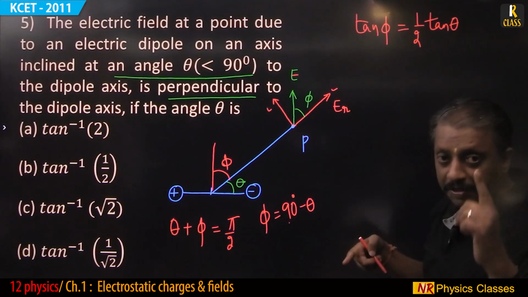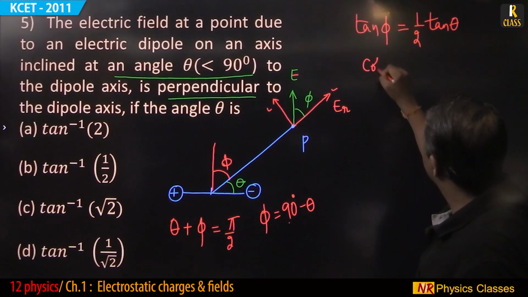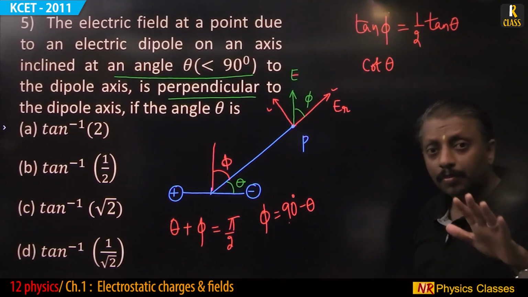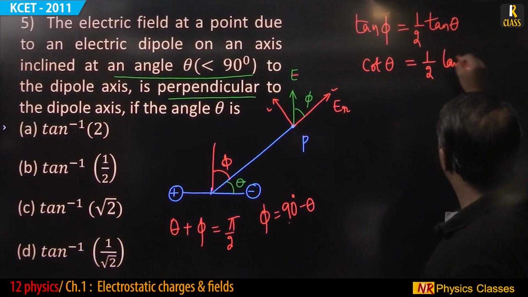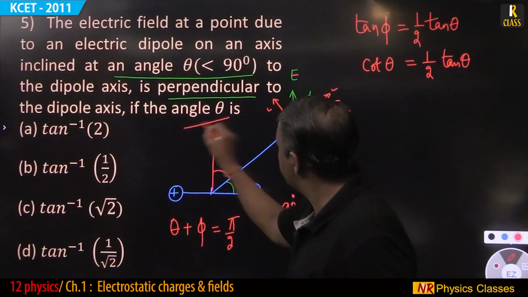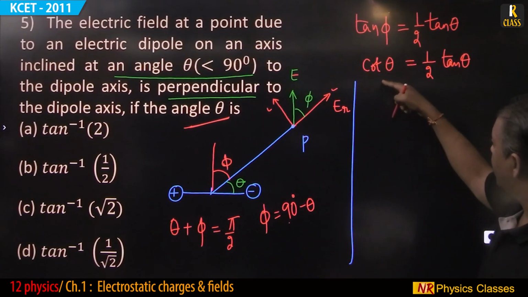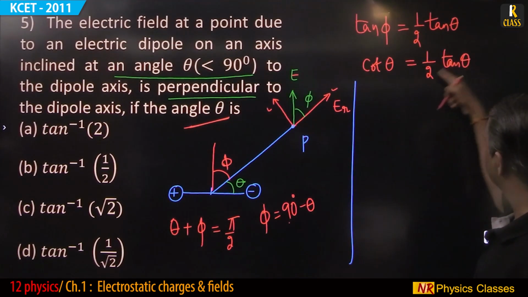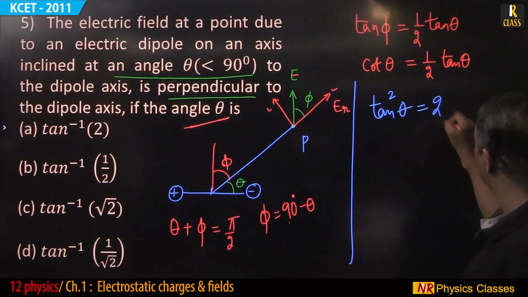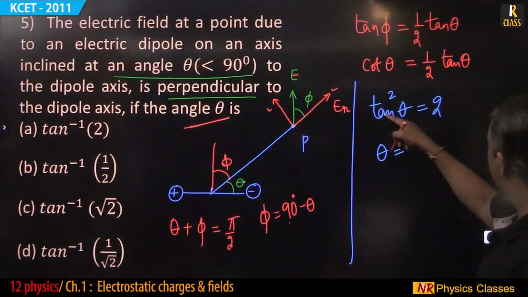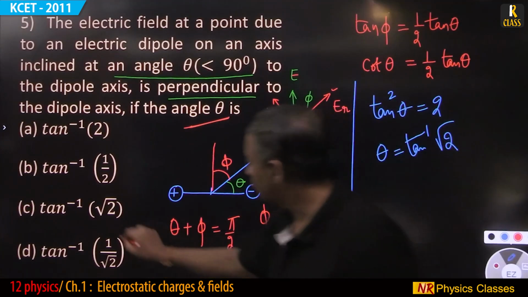90 minus theta is in first quadrant. Since 90 is there, tan becomes cot theta. All are positive in first quadrant, equal to half tan theta. What we want is theta. See, cot is 1 by tan. Take tan to this side, tan square. Tan square is 2. Therefore, theta equal to tan inverse of root 2.